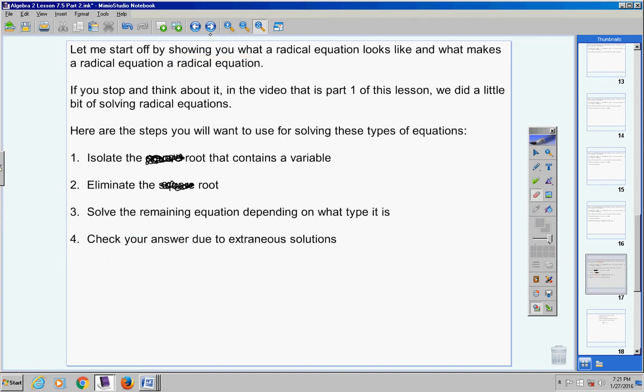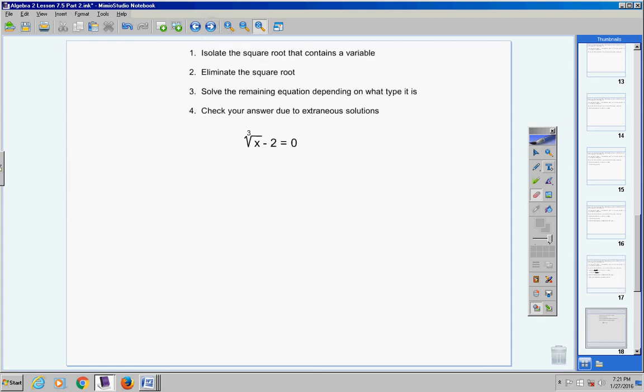Alright, well, let's jump into 5 examples. Here we go. Please copy this first example down. Anytime I go too fast, pause the video or rewind the video, and we should be good. Okay, step 1, here's a radical equation. It's a cubed root equation. Step 1, isolate the root that contains the variable. Well, here's my root that contains the variable right here. Isolate that, get it all by itself, okay?